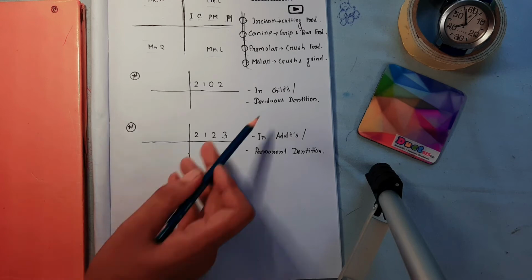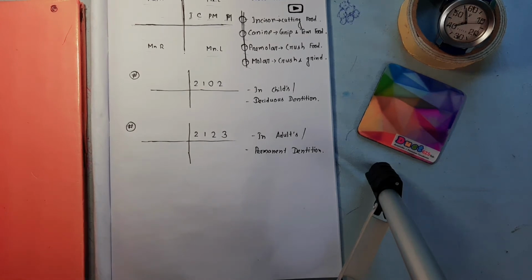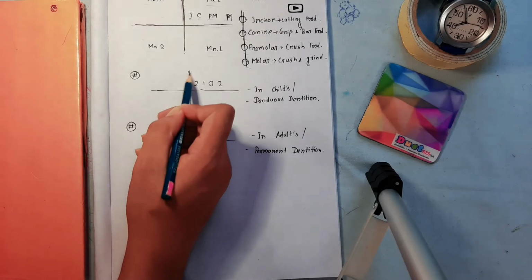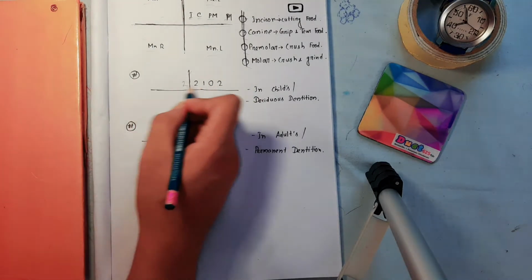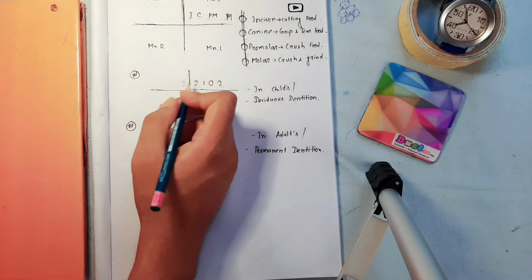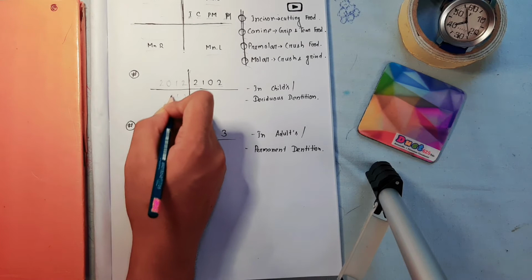In children, or deciduous dentition, there are two incisors, one canine, no premolars, but two molars in each half of a jaw. This is maxillary right, this is maxillary left, and the same can be seen from the midline.